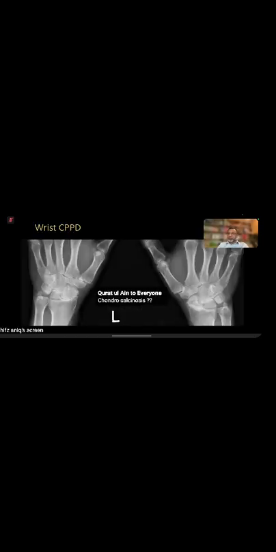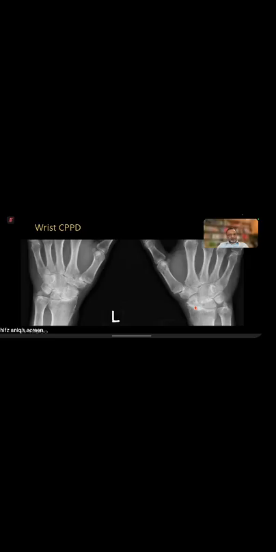Now, starting with the wrist joint, remember this appearance. Radiocarpal joint isolated involvement is very typical of CPPD. As I mentioned, in osteoarthritis, STT and first CMC are involved, but radiocarpal is generally spared. That's what we mentioned, that it's a negative. But if you see a caving-in appearance of the distal radius, it is very typical of CPPD.